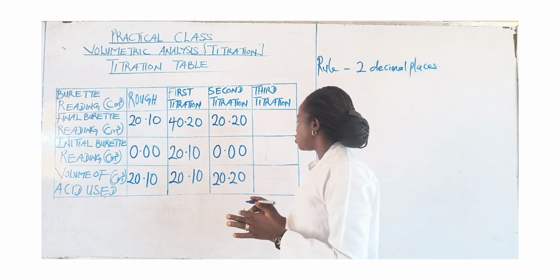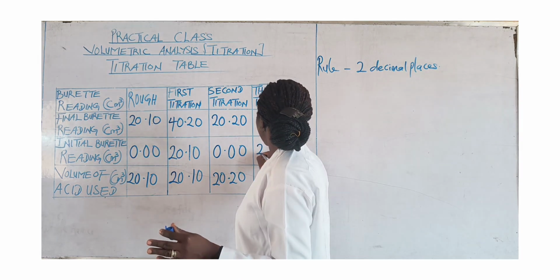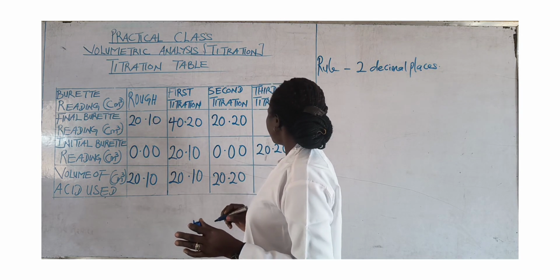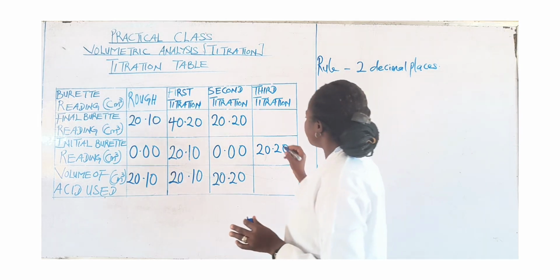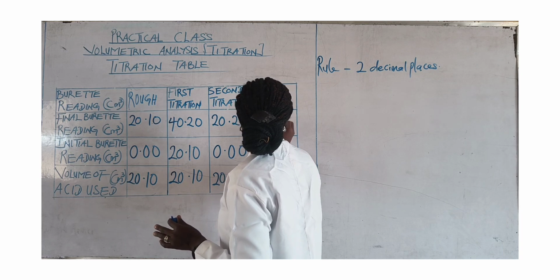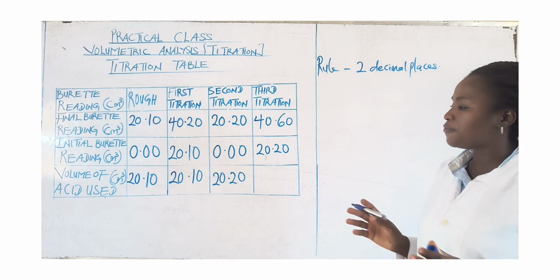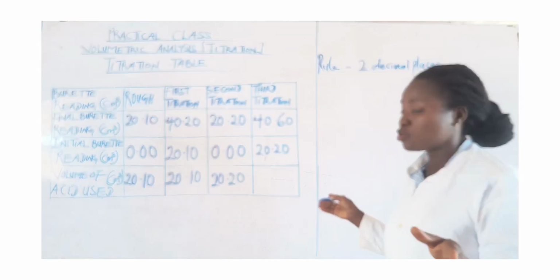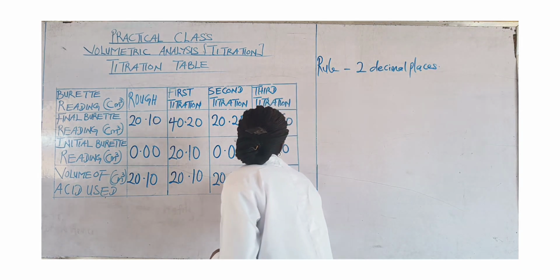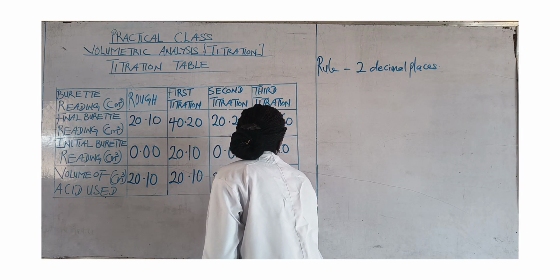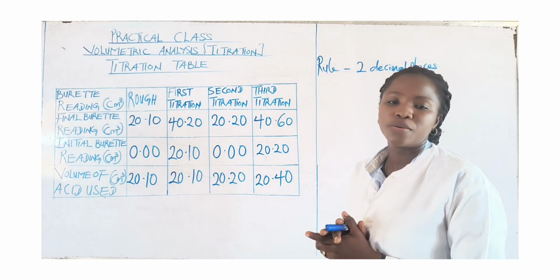So let's go to the third titration. Now our third titration, let's say we make our initial to be 20.20. Are we together? So we are able to get 40.60. Look at what I have here. How do we get the volume of acid used? We are going to subtract, right? Initial from the final. So what do we have here? That is 20.40. Good. We have our table of values.